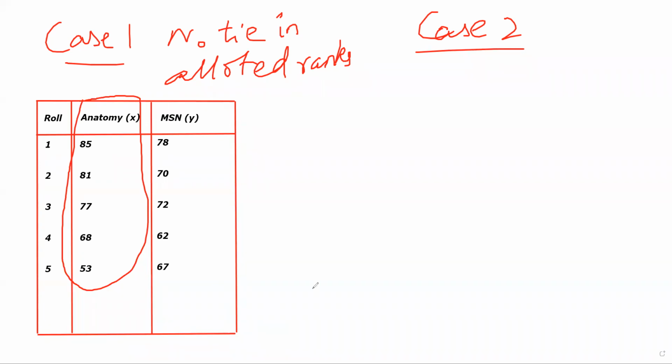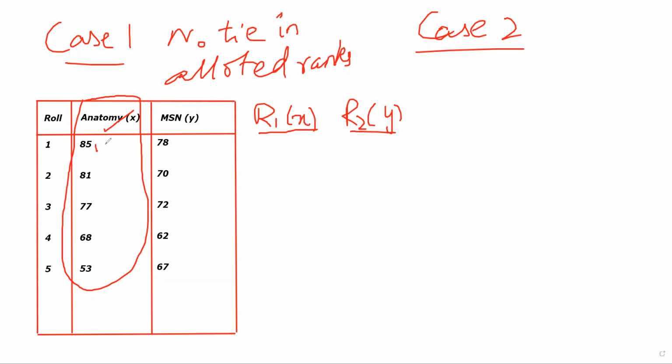What does that mean? I will assign the ranks now. Let us suppose R1 is the rank of X, and R2 is the rank of Y, the different marks. Let us suppose I am doing descending style, meaning the highest marks get first rank and the lowest marks get last, fifth rank. So in X, in anatomy marks, what is the highest mark?